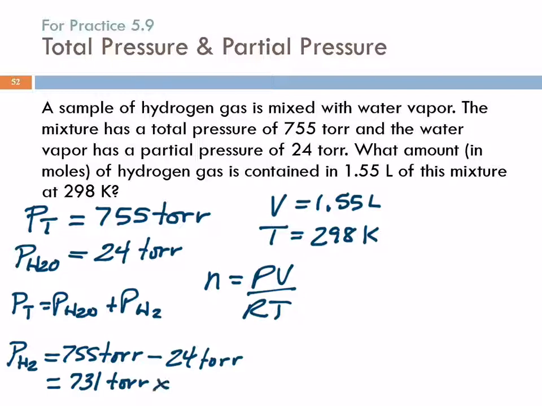That's not a good unit, though, for our calculation. So let's put it into atmospheres. Let's divide by 760. 0.96184.